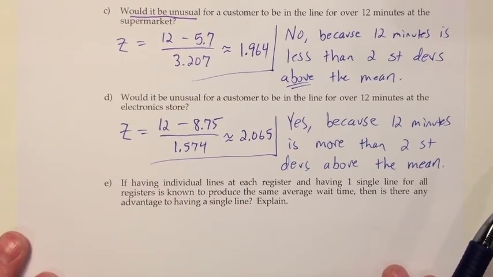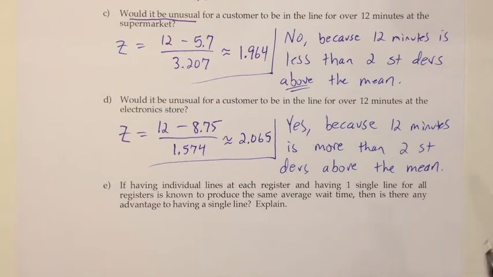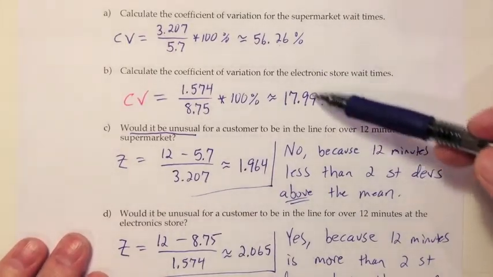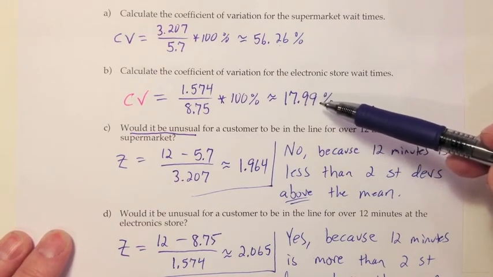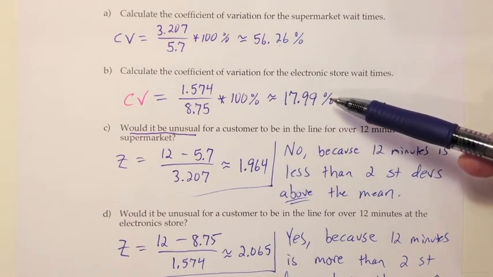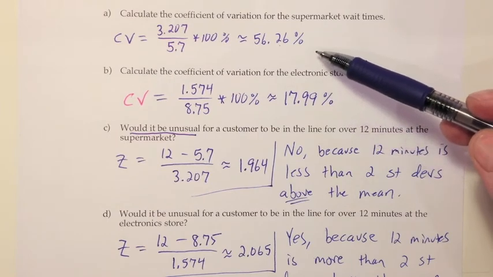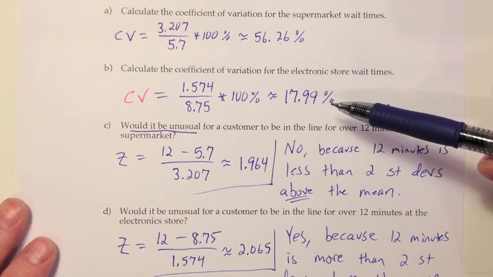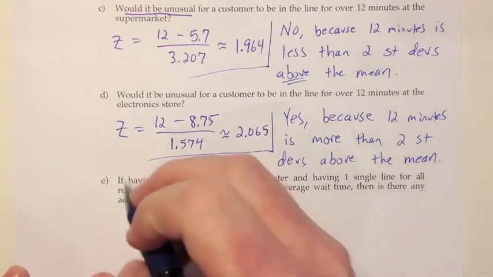All right, let's go ahead and look at one final question here. And I think we probably discussed it right up there. If having individual lines at each register and having one single line for all registers is known to produce the same average wait time, which it is supposed to do theoretically, then is there any advantage to having a single line? And I would say yes, because the standard deviation is smaller. You have this smaller coefficient of variation, meaning you get a more consistent wait time. And people like consistency. So if the average is going to be the same, it would be good to have a consistent wait time so you don't have some customers getting through quickly but others getting frustrated in a slow line. So I would say yes, there is.